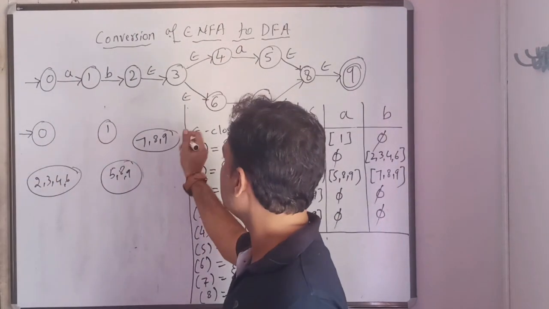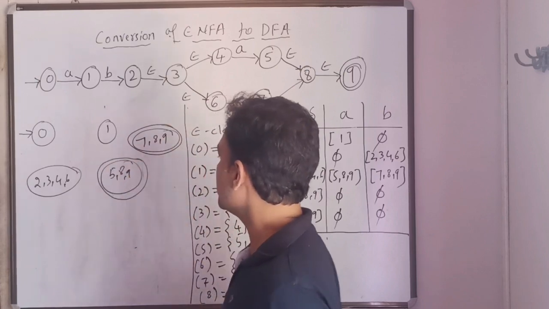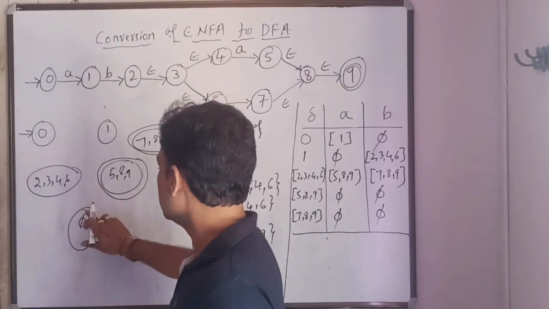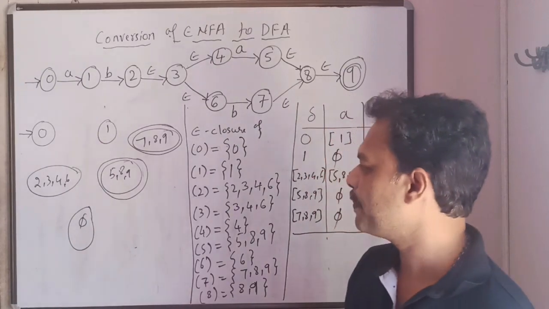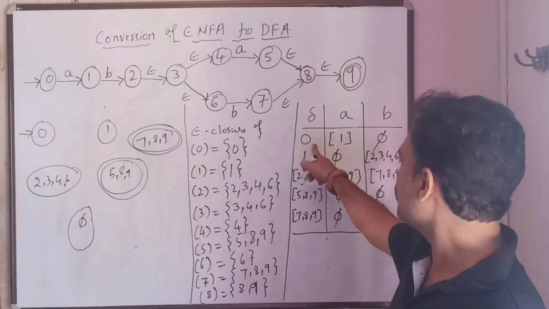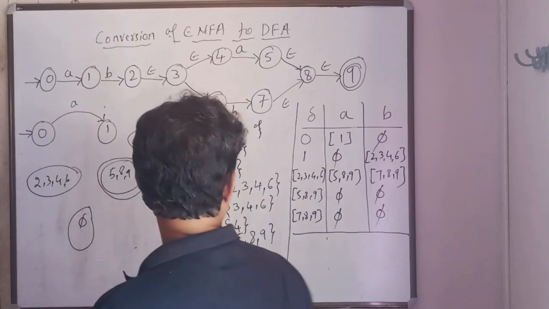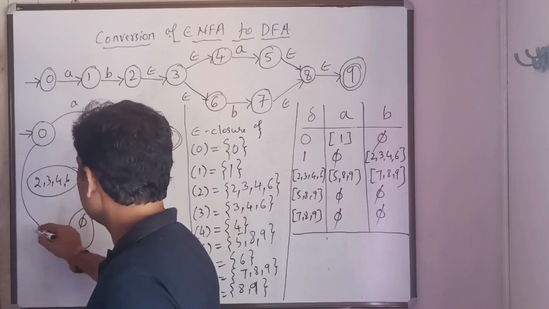And wherever you have 9, you can make it a final state. This is also a final state. Then we have one null state. We can also call it a trap state or dead state. Now 0 on A goes to 1. 0 on B goes to null.